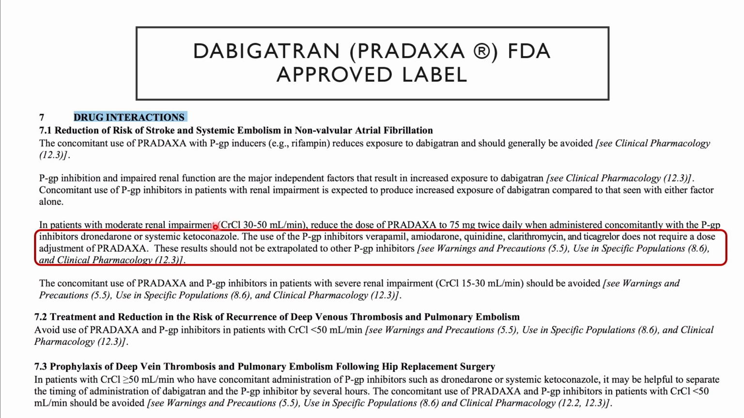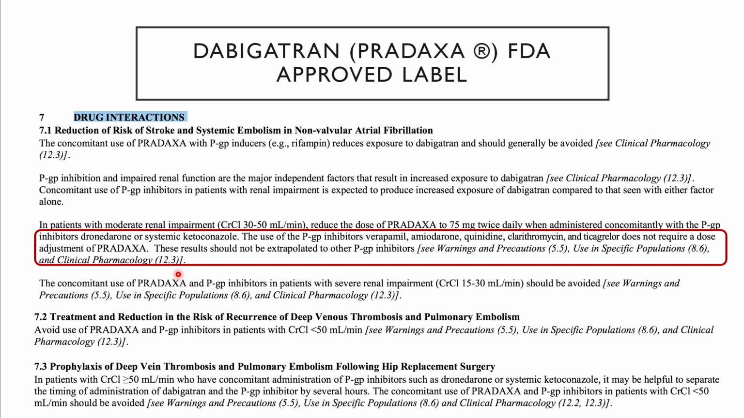So I'd like to focus right here where it says the use of PGP inhibitors, specifically what's called out are verapamil, amiodarone, quinidine, clarithromycin, and ticagrelor. All of these particular medications were studied with dabigatran, and although the exposure was increased in the presence of these PGP inhibitors, there was a margin, if you will, of efficacy and safety, so that particular exposure was deemed to be clinically irrelevant.